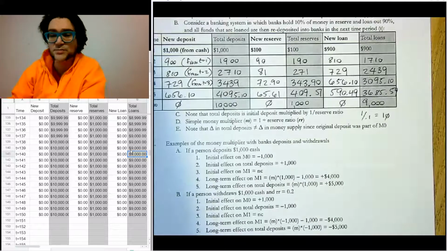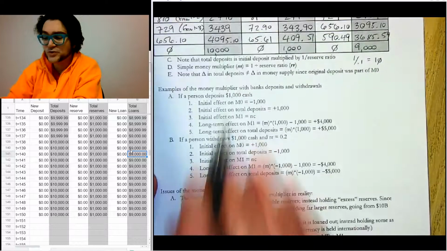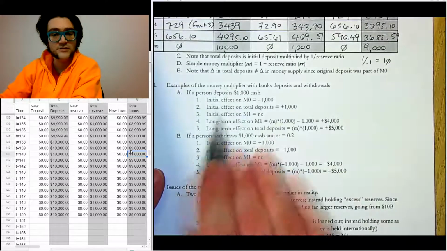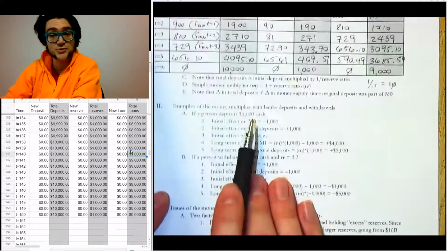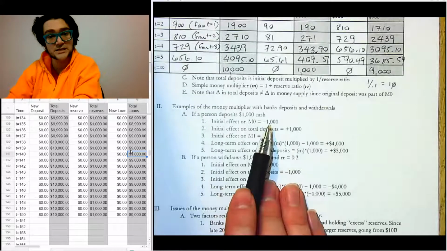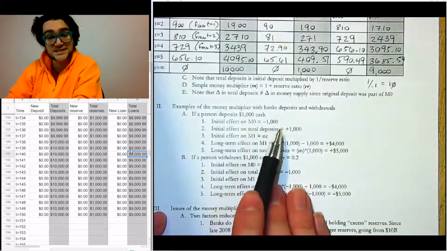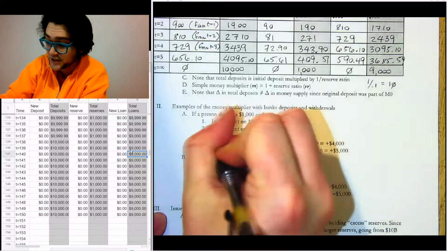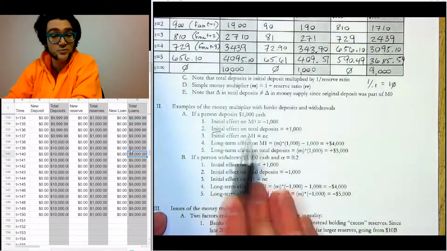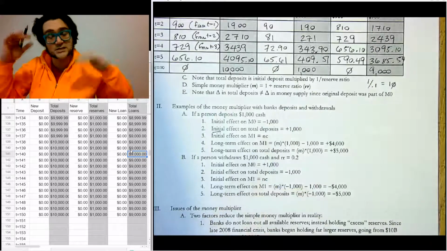So just kind of be aware. I'm going to walk you through two examples of how this might happen with bank deposits and withdrawals. If a person deposits $1,000 in cash, we know that M0 goes down by 1,000 because there's 1,000 less currency. But the amount in total deposits initially, and this is key here, goes up 1,000. So the initial effect on M1 is nothing. They cancel each other out.